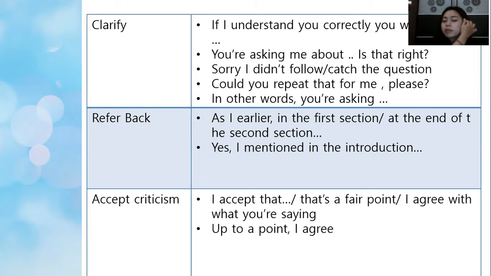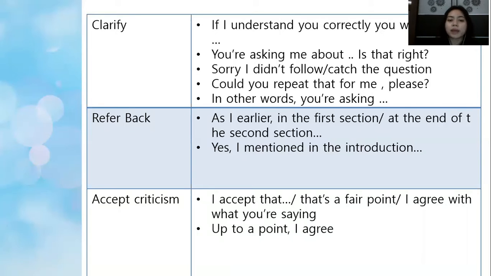And for clarifying, the example expressions we can say are: if I understand you correctly, you want to know. You're asking me about, is that right? Sorry, I didn't follow or catch the question. Could you repeat that for me, please? And in other words, you are asking.